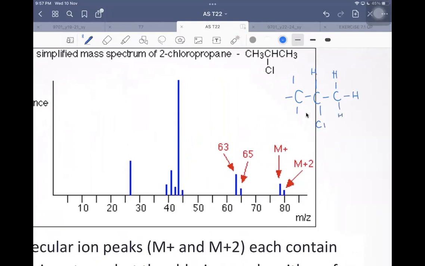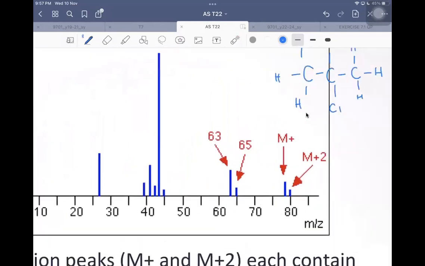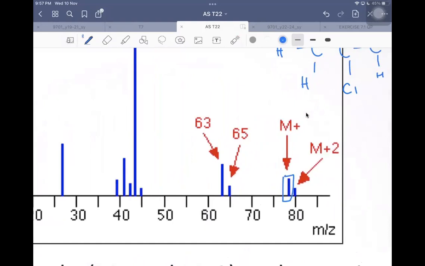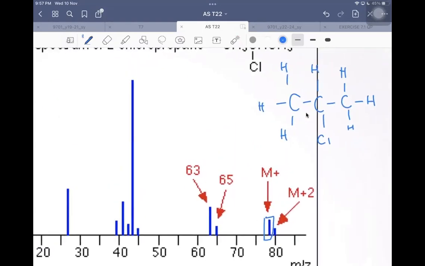Okay, so if you take the MR of this molecule, it should give you this value, which is your M+ value. I don't think the MR is given as 78. Yeah, 78. So let's just check. 12 times 3 carbon plus 7 hydrogen plus chlorine. The question is, is it chlorine 35 or chlorine 37?